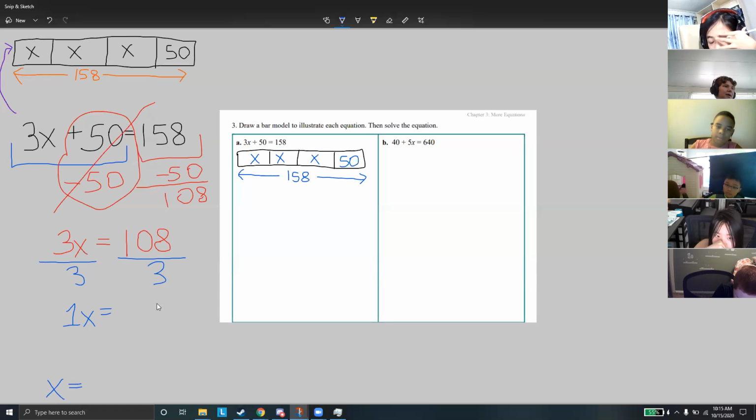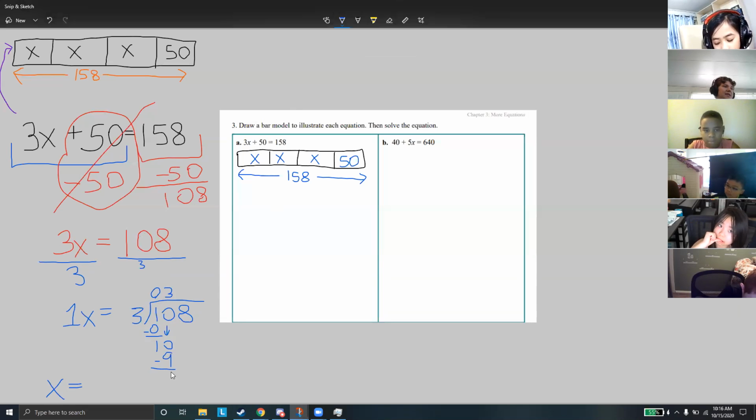So 108 divided by 3. Okay, now I'm going to move this 3 a little bit. Okay, 3 goes into 1 0 times. 0 times 3 is 0. 1 minus 0 is 1. Drop the 0. 3 goes into 10 a total of 3 times. 3 times 3 is 9. 10 minus 9 is 1.